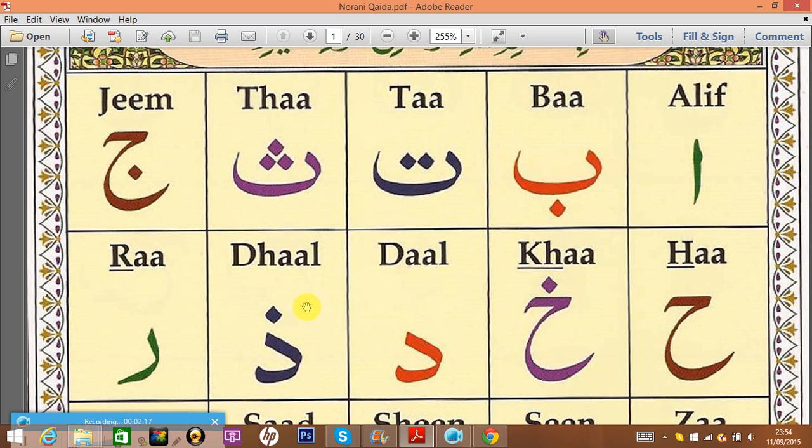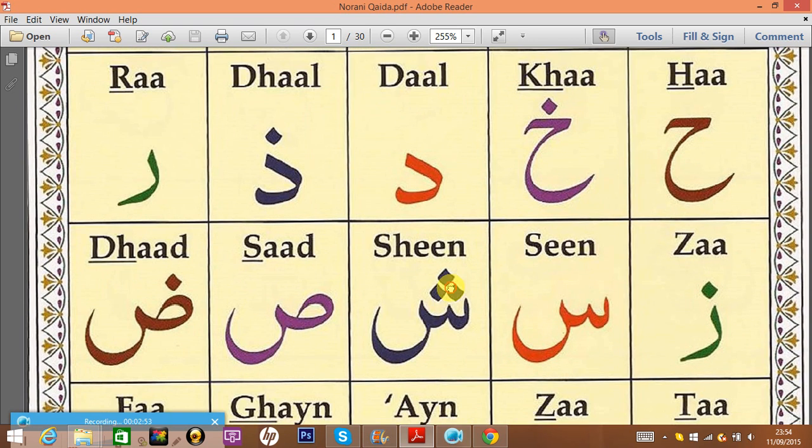It's very simple. Jim has 1 dot on the downside. Whenever you see this writing with 1 dot on the downside, that will be Jim. Same writing, no dot, that will be ha. And when you see the same writing with 1 dot on the top, that will be kha. Make sure the same writing with 1 dot on the downside will be Jim. Same writing, no dot on the top, no dot on the bottom, ha. And the same writing with 1 dot on the top, that will be kha.